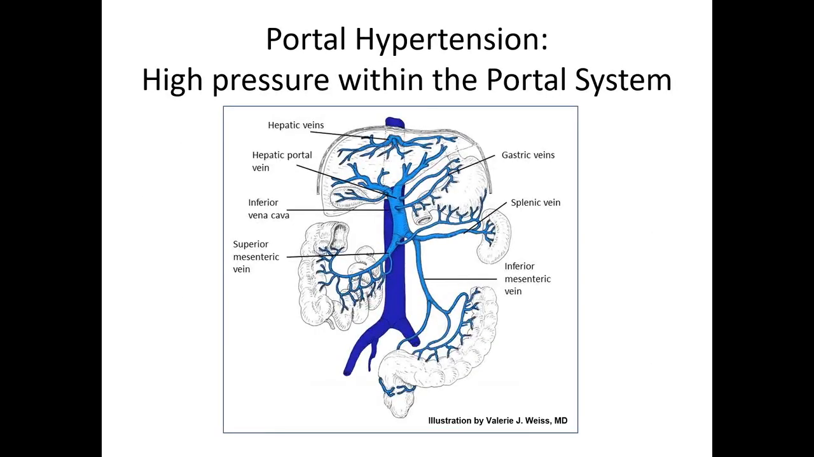To begin, portal hypertension, in a global sense, just reflects high pressure within the portal system. You can see from this drawing that there are many vessels in the splanchnic vasculature to consider. Specifically, the superior mesenteric vein, the splenic vein, and inferior mesenteric vein are the three vessels that comprise the portal vein, which we will discuss in detail during the rest of this talk.